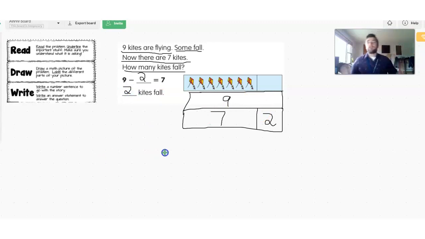So we got a little bit of help with that problem. Now we're going to go off on our own and do a 2-step problem. But that was a really good representation of what the read, draw, and write strategy is all about. Let's go to our next one now.